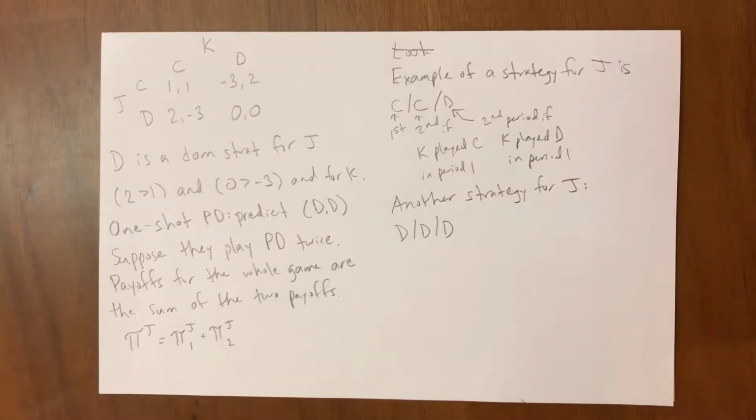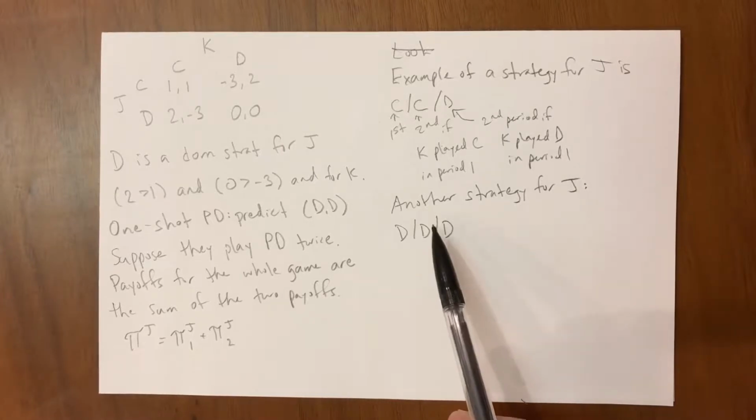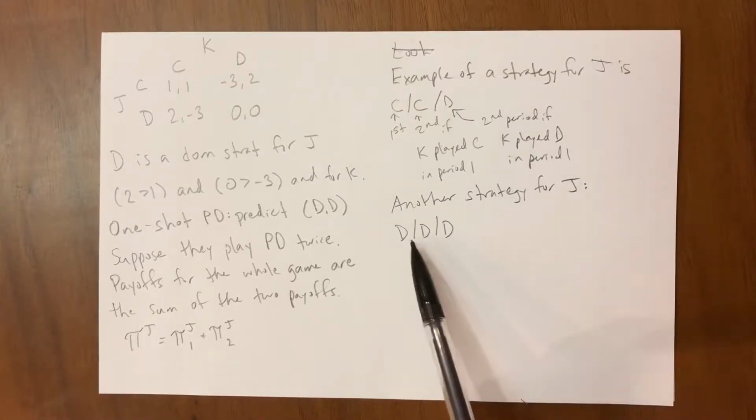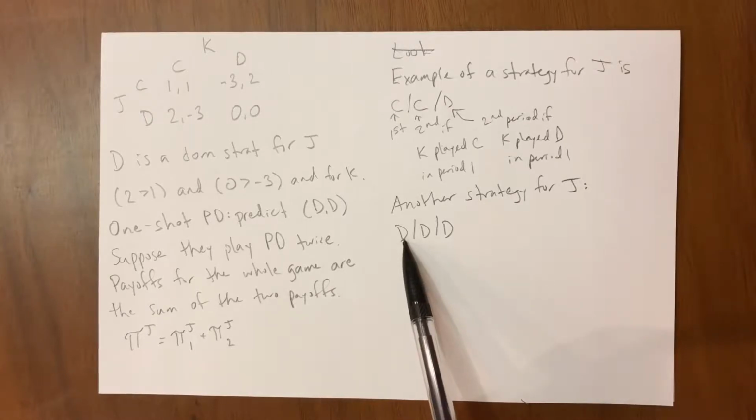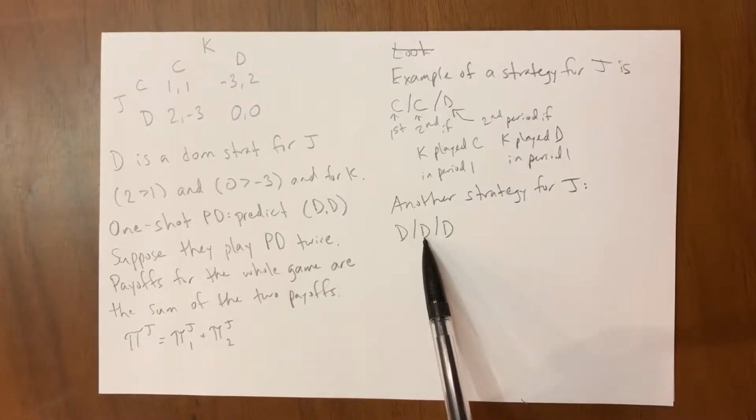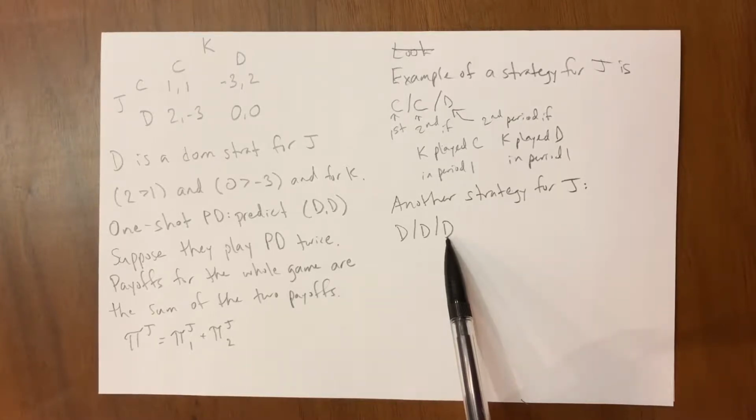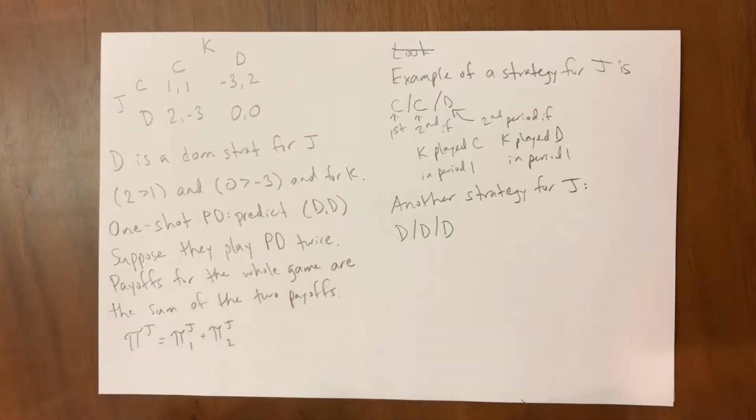Okay, so we're just gonna pick right back up where we left off. So we said one possible strategy for J is DDD. What that just means is in the first period, J defects. In the second period, J will defect if K played C. And in the third period, J will defect if K defected. So what that means, of course, is just that J is going to defect no matter what.